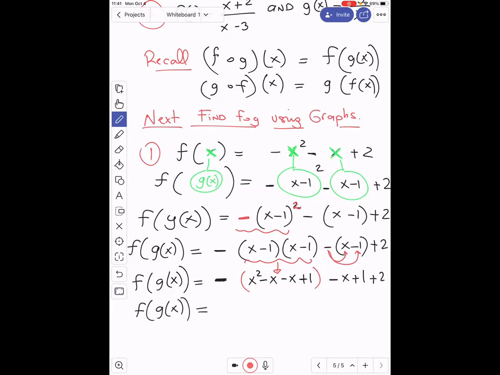Now I'm going to distribute the minus. So this is minus x squared, minus x, minus x, and then minus plus 1. Okay, so it's minus x squared minus x, that will be a plus x, minus x, that's another plus x, minus plus 1, that's minus 1, minus x plus 1 plus 2.